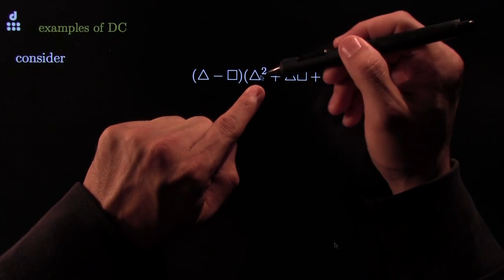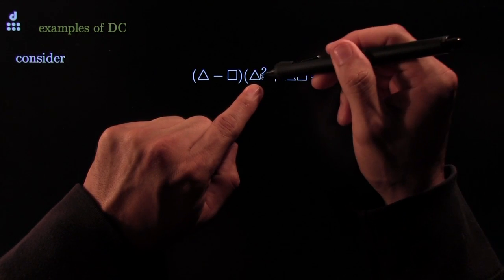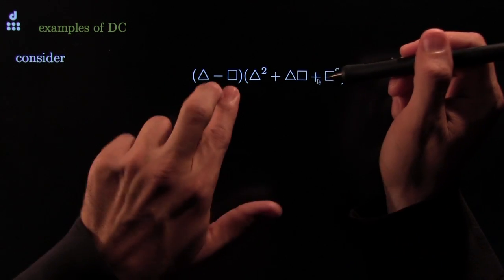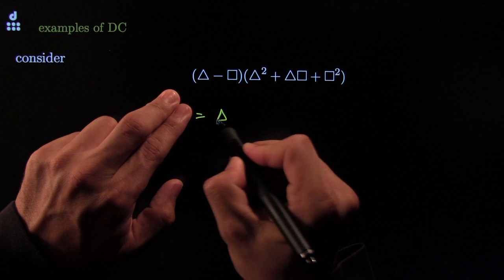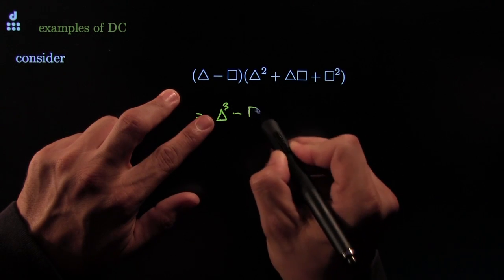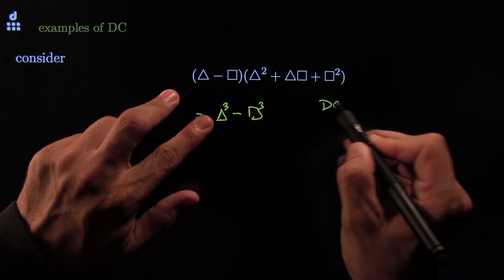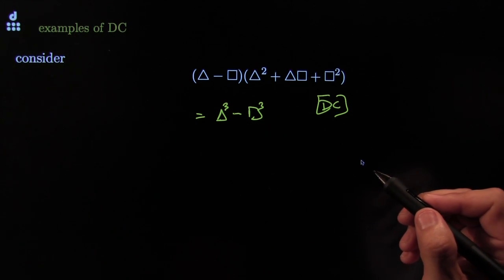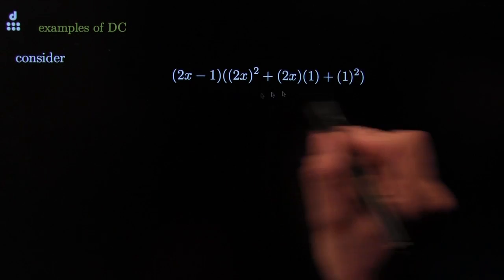Here, check the pattern. You got this guy squared, that guy squared. The number of triangles decreases, the number of squares increases, and you have the difference over here. That's a perfect candidate. That is triangle cubed minus square cubed by difference of cubes. And you're done. Or you could do it the long way if you want. Pretty nice, huh?